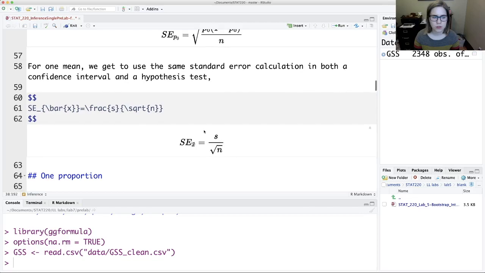And if we're doing inference for just one mean, then we get to use the same standard error calculation in both the confidence interval and the hypothesis test, and that's s over the square root of n.